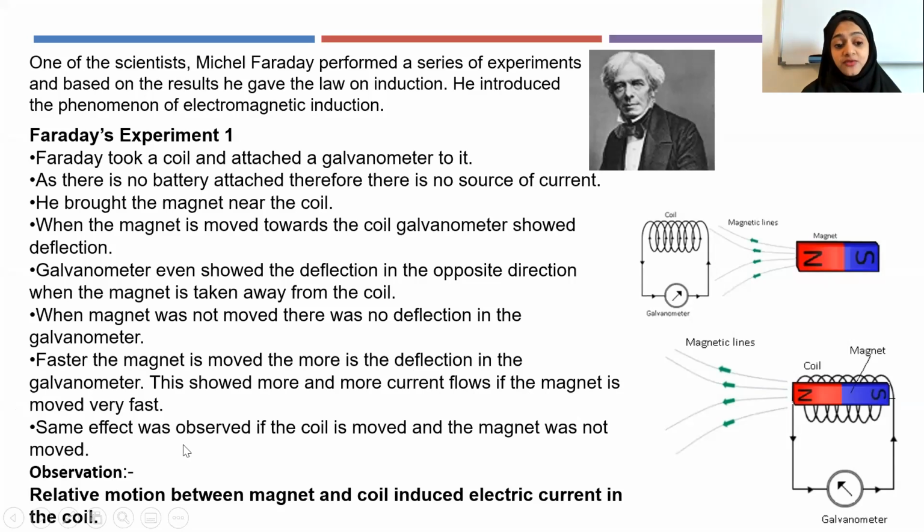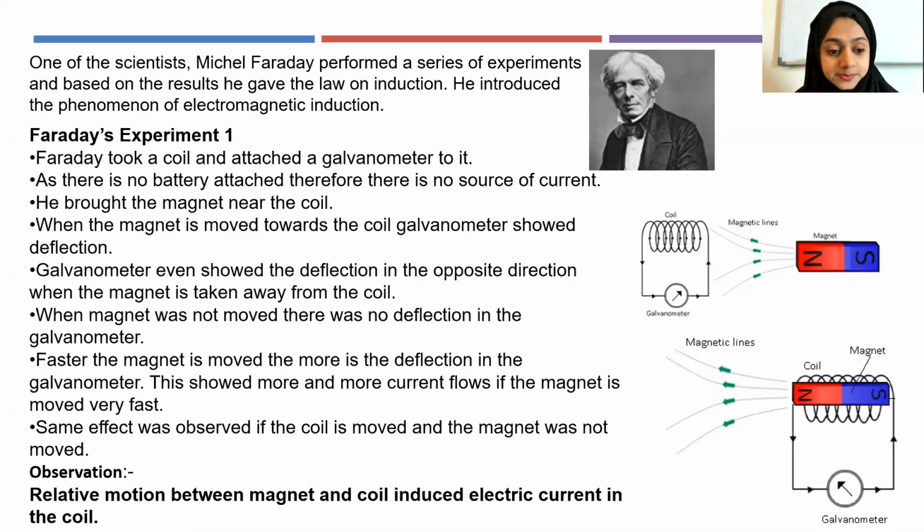Now the same effect was observed if the coil is moved and the magnet was not moved. You asked this doubt, right? So even if the bar magnet is kept constant and instead of the bar magnet, you move the coil, keep it into the bar magnet, out of the bar magnet, then also the result is the same. That is, whenever there is motion, then a current is produced.